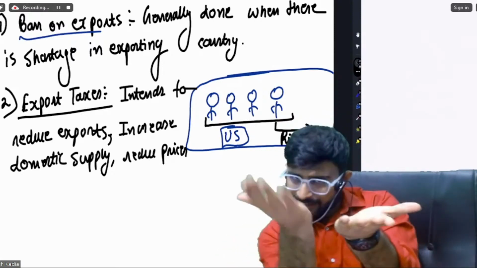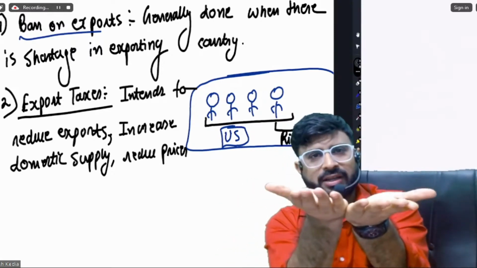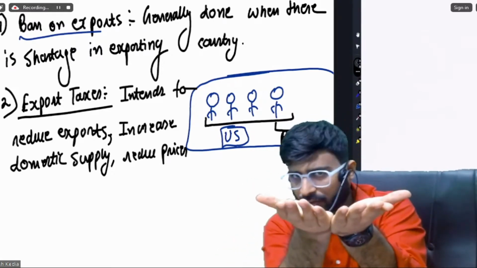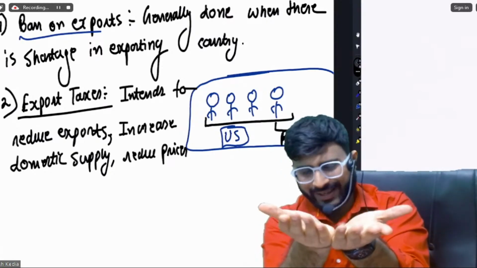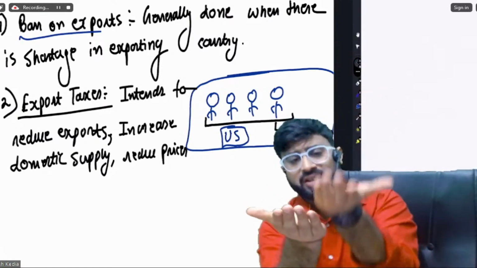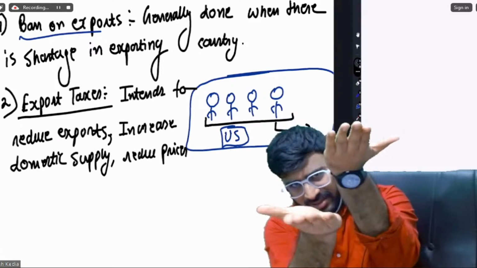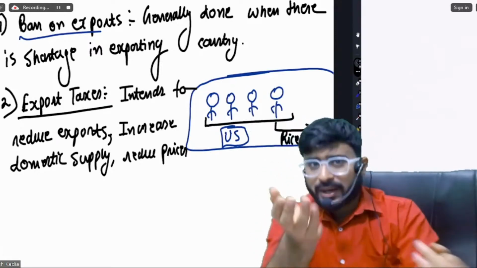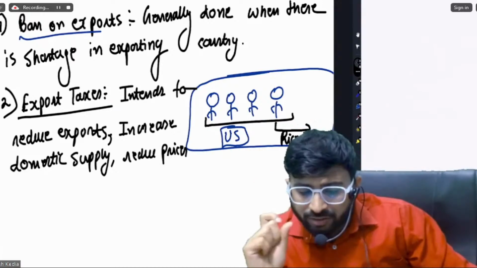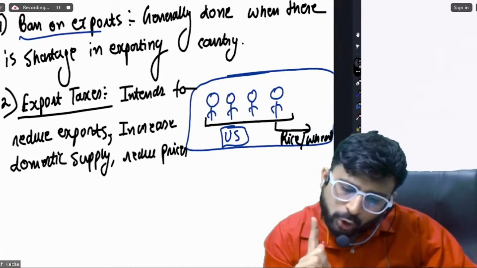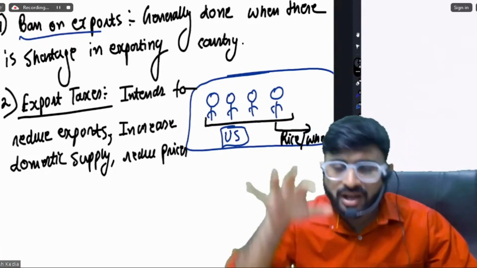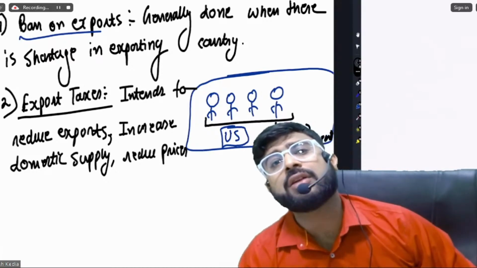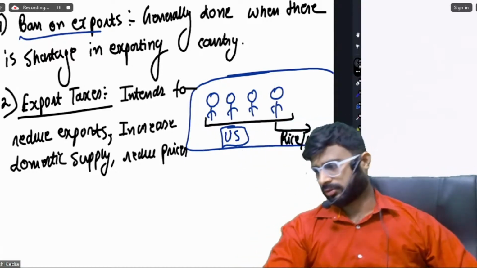So suppose this is demand and this is supply. So demand and supply right now are equal. Okay, that is, we are talking about equilibrium here. If there is an increase in demand, so there is excess demand. If there is excess demand, prices are going to rise. But if there is excess supply, prices are going to fall. So this way, number one, export is reduced, domestic supply is increased, and hence the prices in my country are reduced.